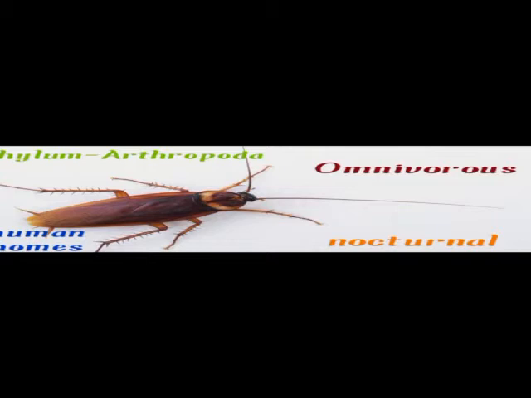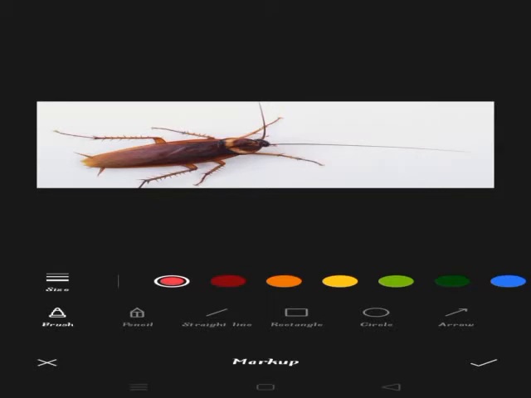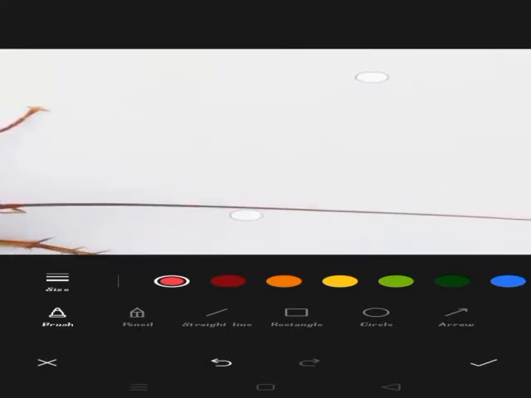So let us study the external structure of the cockroach. External morphology of the cockroach: the shape, size and color. First let us discuss the shape. The shape of the body is narrow and it is bilaterally symmetrical.